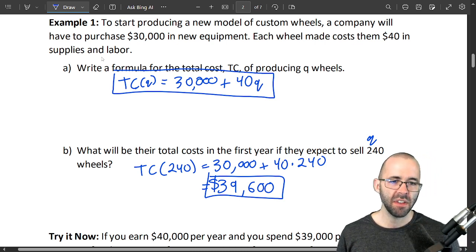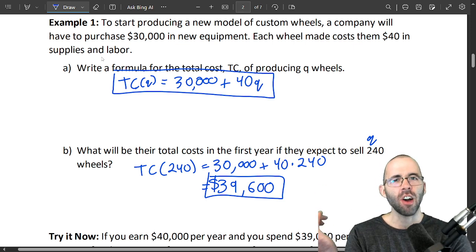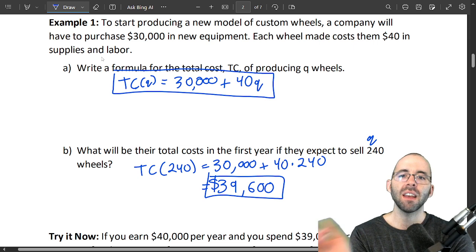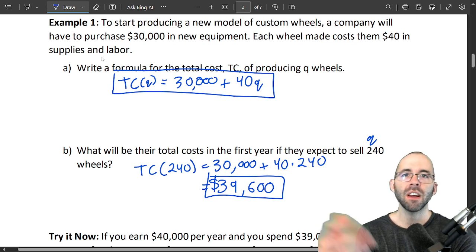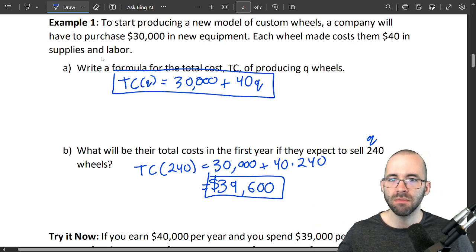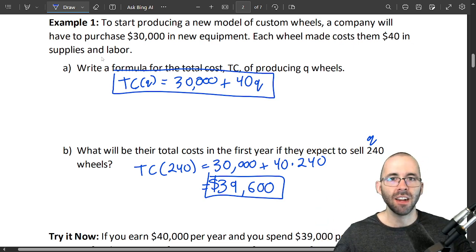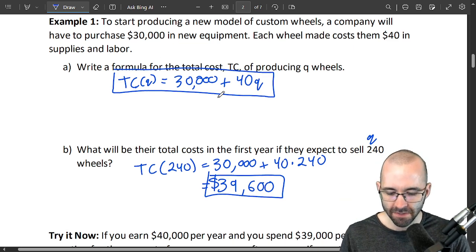Answering it in a sentence is usually the best, but I think sometimes a sentence isn't necessary. If you think about having a conversation with someone, a sentence sometimes makes sense and sometimes isn't necessary. For example, if your boss says, hey, Jason, what's the total cost going to be in the first year if we want to sell 240 wheels? And you answer $39,600. That's a complete answer. Okay, so in this case, I don't feel like we need any more words.